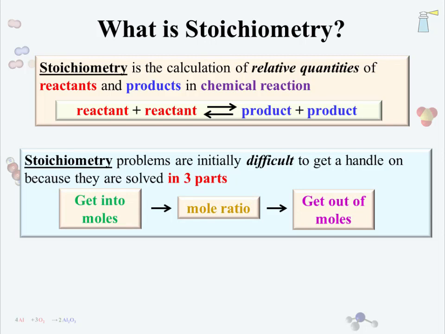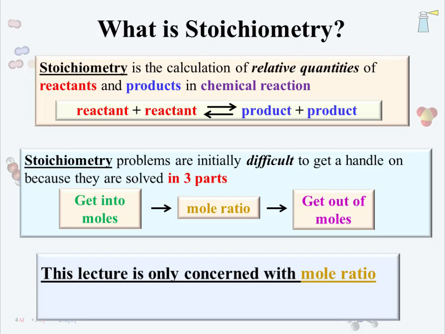The good news is that the get into and get out of moles are skills already covered in previous lectures. Most students will be familiar with these calculations. The bad news is that combining 3 separate parts into one solution is inherently complex. It takes time for the complex problem solving to start to feel more comfortable. Struggle and confusion are normal at the start of the study of stoichiometry. The best advice at this point is to take your time and focus on each part separately.